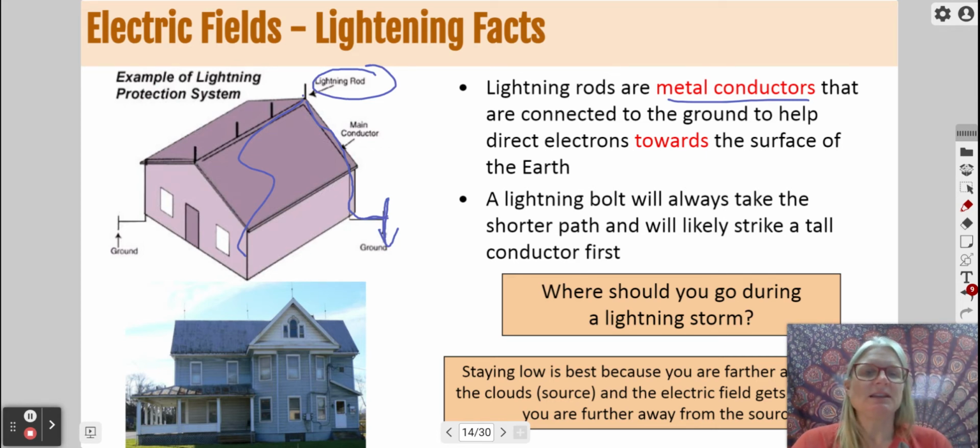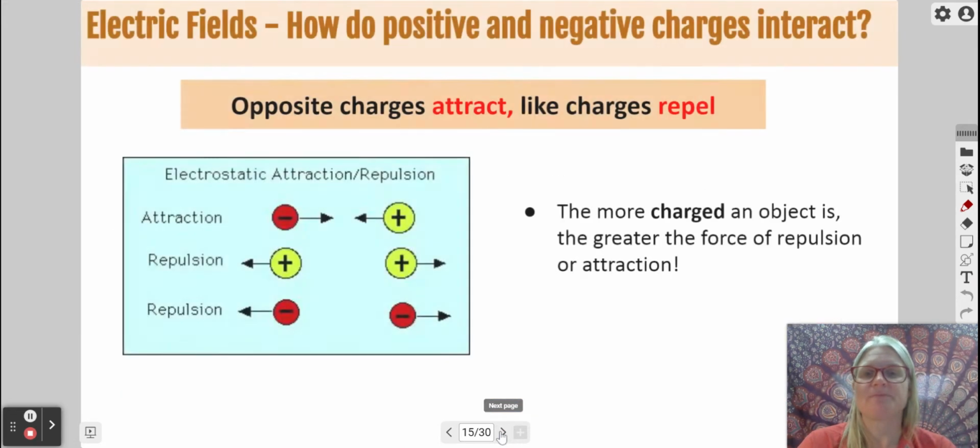Lightning bolts, electrons, are always looking for the easiest or the shortest path to go through. So when you're in a lightning storm, you always want to stay low so that you're not the easiest path for lightning and electrons to go through. You want to stay as far away as you can.